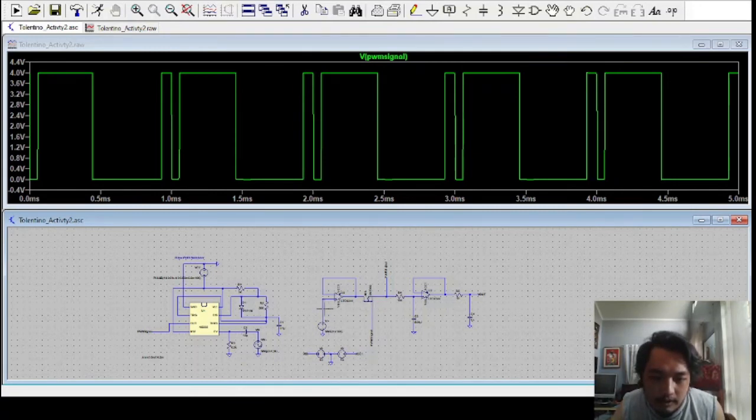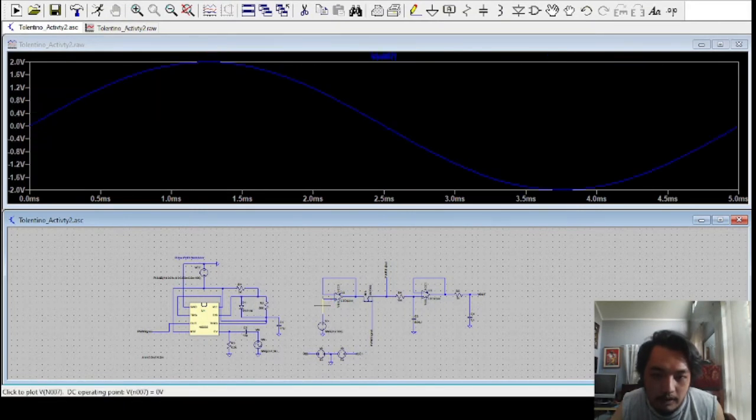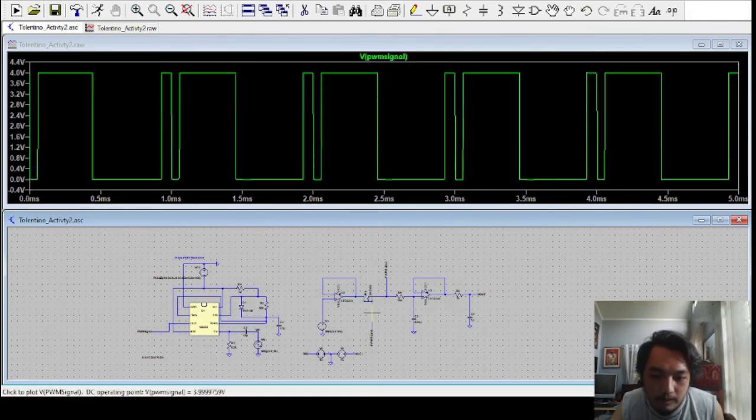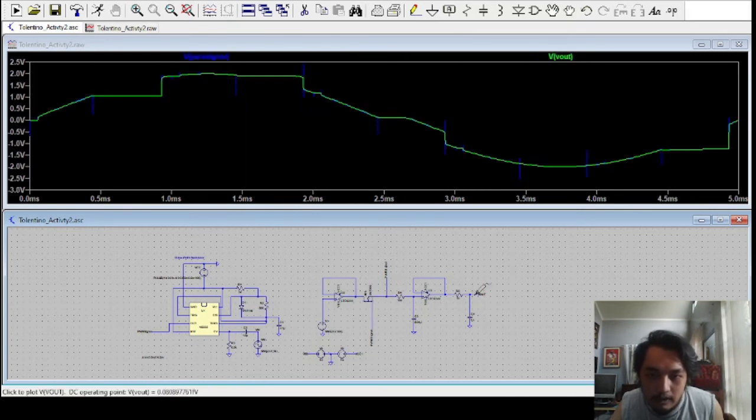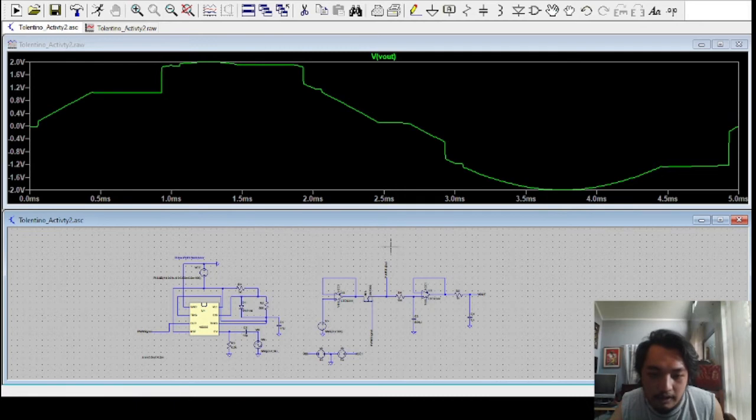Simulating the circuit, we'll now be able to simulate the modulating signal, the PWM signal, the pump signal, and the demodulated output of the PWM signal.